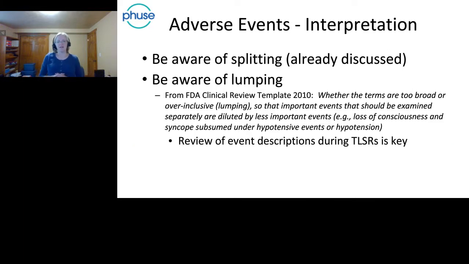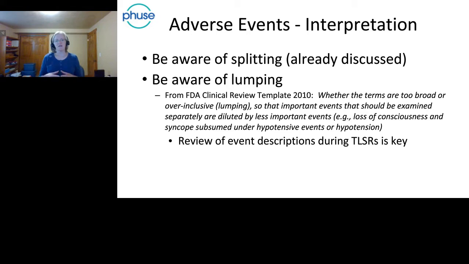So these we kind of already discussed a little bit, so it's so important to be aware of splitting and lumping because we can miss signals. And when we communicate events in a label, if the data's been split, right? So think of abdominal pain. There's also abdominal pain upper and abdominal pain lower, right? So if in your label you just give the percentage for abdominal pain and don't group it together with the other ones, that's probably not a good thing, right? You probably want to group some of these events.